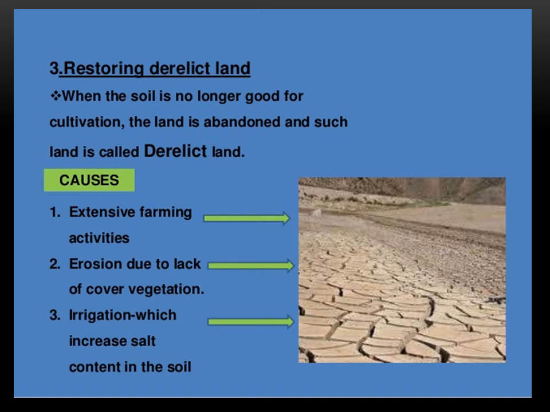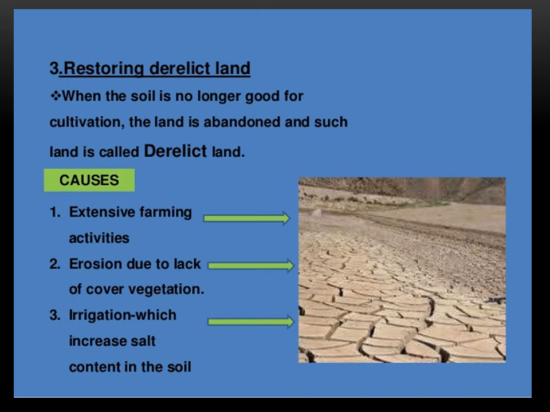Erosion can be a result of too much tilling and the removal of cover vegetation or when the land is too dry. Tilling is the preparing land for cultivation. When we are preparing land for cultivation, it can damage the land. Irrigation increases the salt content of the soil.